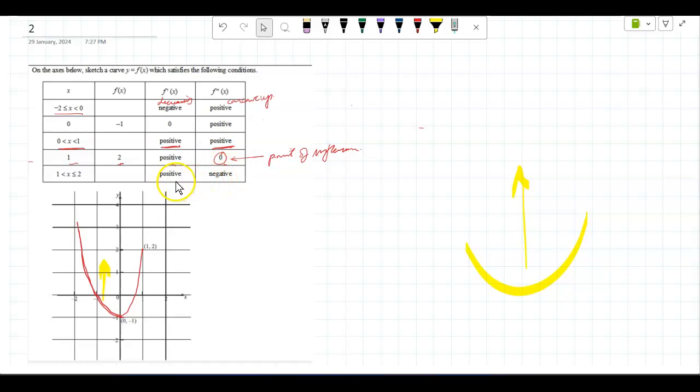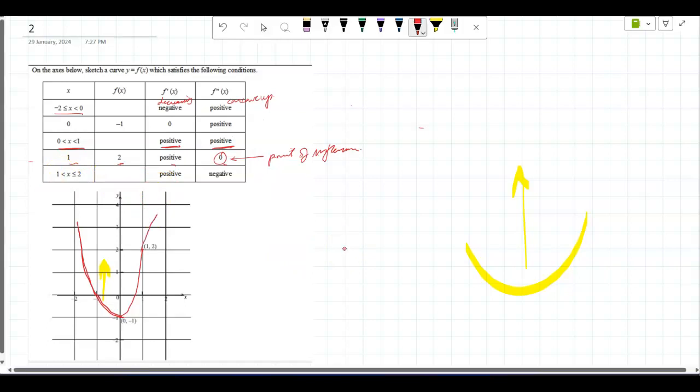So it's increasing. The derivative is positive, means it's increasing. And how is it going? Down. So from 1 to 2, draw it like that, going down. It is increasing and concave down, like this.